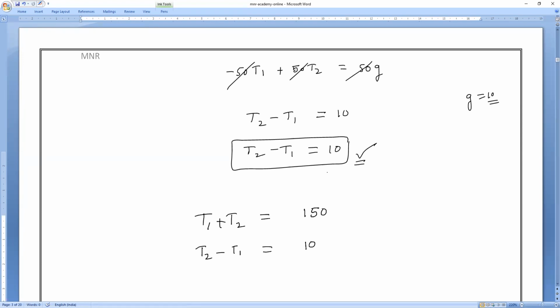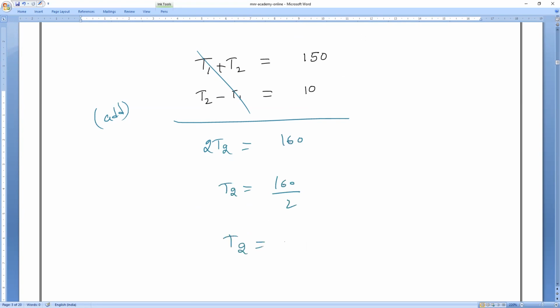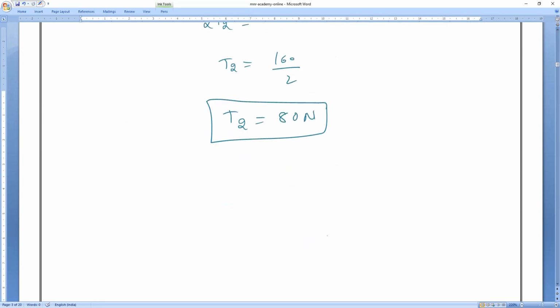Now add both the equations. If you add both equations, something will get cancelled: T1 and T1 get cancelled. So 2T2 is equal to 160. So T2 is equal to 160 by 2. What is T2 equal to, everybody? T2 equals 80 newtons. Do you understand? Clear? Next, now you can take T1.